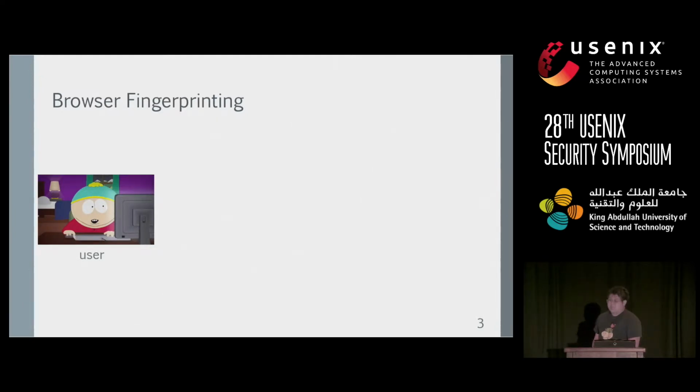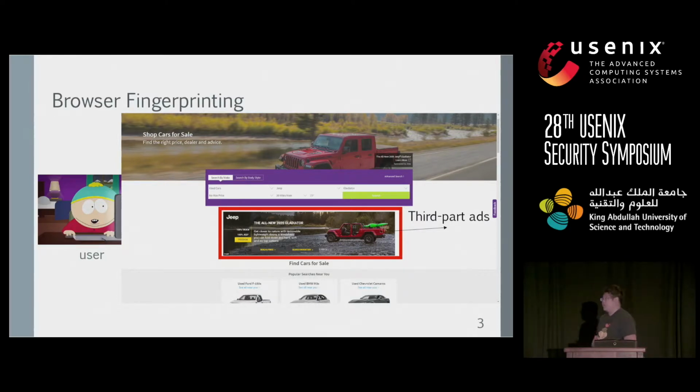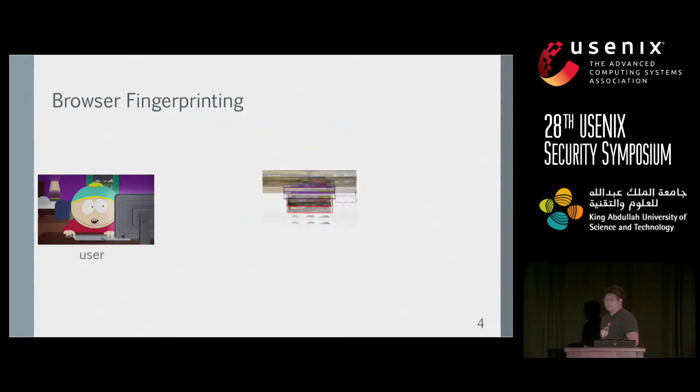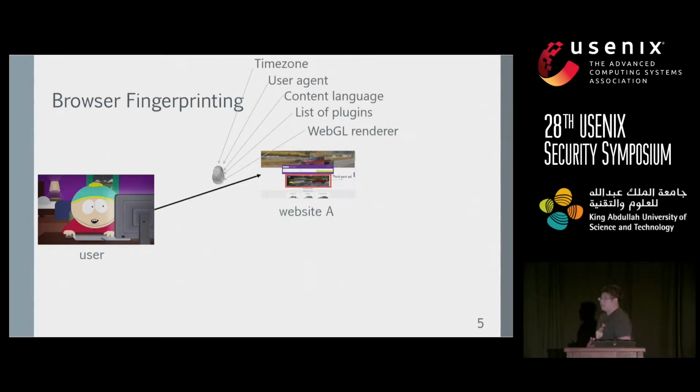When users visit a website, for example, cars.com, it has a third-party advertisement. When the user searches for information on this website, the third-party advertisement also collects data from the user, for example, the time zone, user agent, content language, list of plugins, and WebGL renderer. According to this information, the third-party advertisement will create the user's browser fingerprint and send both the browser fingerprint and this user's search history to the advertisement provider.